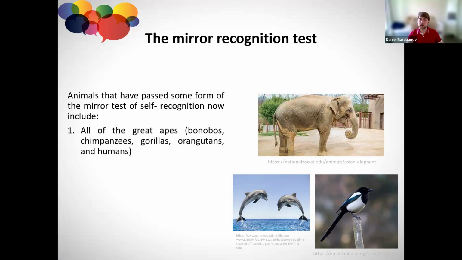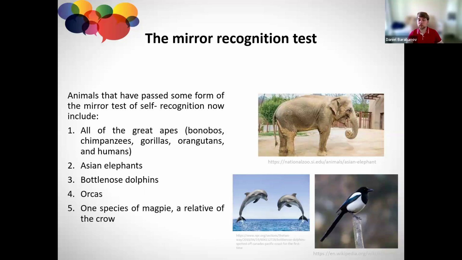Who can pass this test? All the great apes, including chimpanzees, bonobos, gorillas, orangutans, and people. Asian elephants, not African. Bottlenose dolphins, one specific species of dolphins. Orcas, and one species of magpie. It's a bird represented in the picture, a relative of the crow. So they're also very smart and can pass this mirror recognition test. So we're not the only species who can pass it.